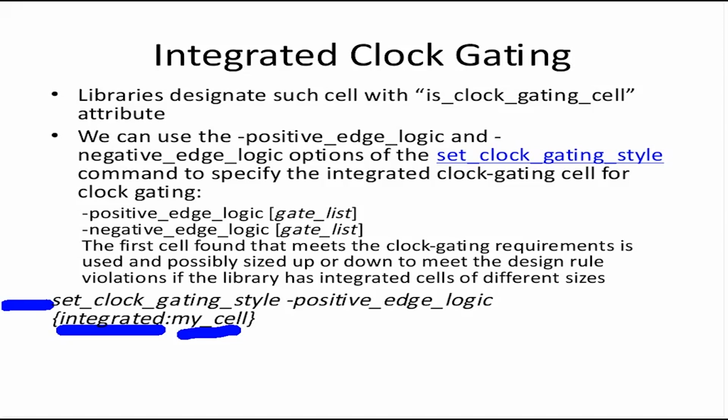So this is the clock gating. This is the way you can use compile_ultra -gate_clock to insert clock gating. Before doing compile_ultra -gate_clock, use the set_clock_gating_style command to tell Design Compiler to use this particular type of library cell for clock gating.